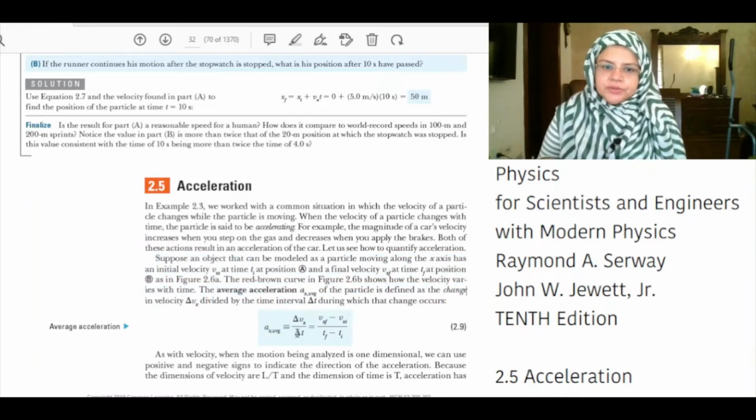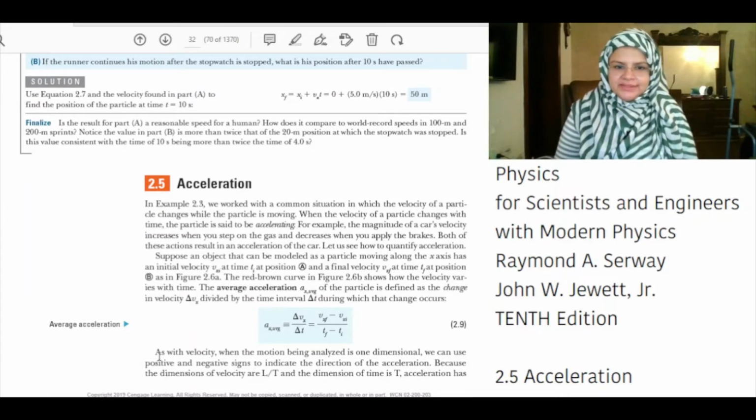a_x average is equal to delta vx over delta t, which is equal to vxf minus vxi divided by tf minus ti. vxf is the final velocity, vxi is the initial velocity, tf is the final time and ti is the initial time.